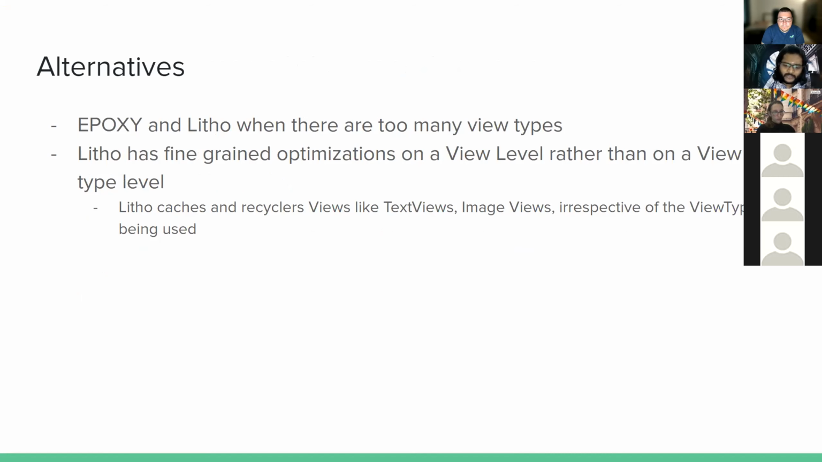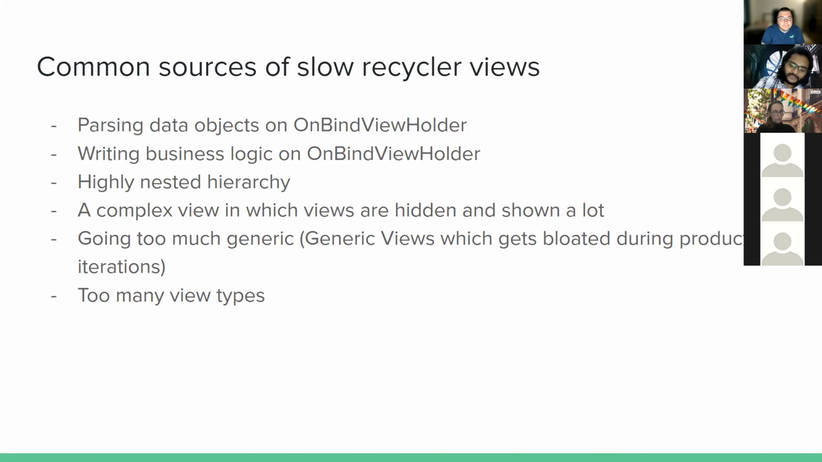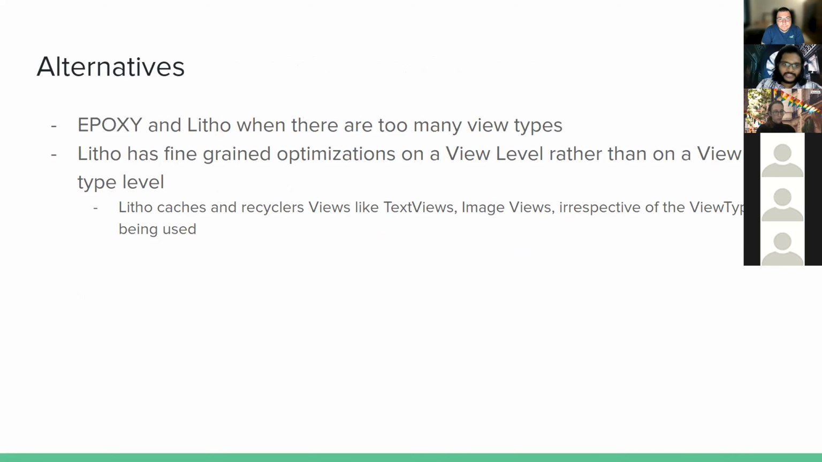So what are the alternatives, right? We know that recycler view performs badly in certain situations where you have too many view types to be rendered on the screen. But you have alternatives. Epoxy and Litho are good alternatives which perform well when you have too many different view types to be rendered on your screen. Especially Litho from Facebook, it has very fine-grained optimizations. It also has a good declarative way of coding recycler views as well.